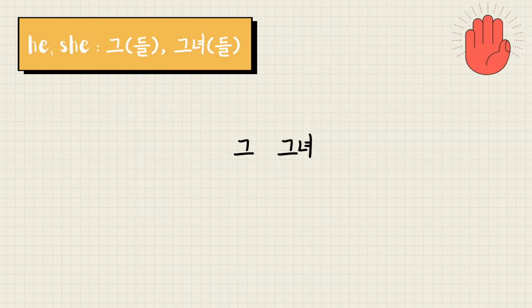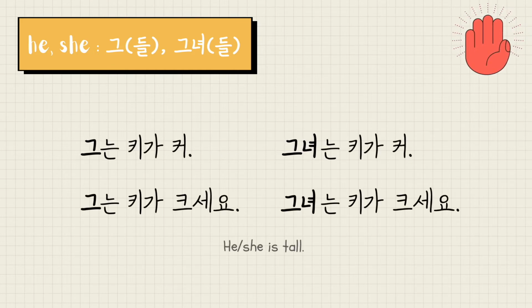그, 그녀 are also the words that you should be careful with. 그는 키가 커. 그녀는 키가 커. 그는 키가 크세요. 그녀는 키가 크세요. But 그, 그녀 sound poetic. That's why they are used in poems, novels, and songs. Then what's the alternatives? In general conversation, you should use family names, social status, or names instead.